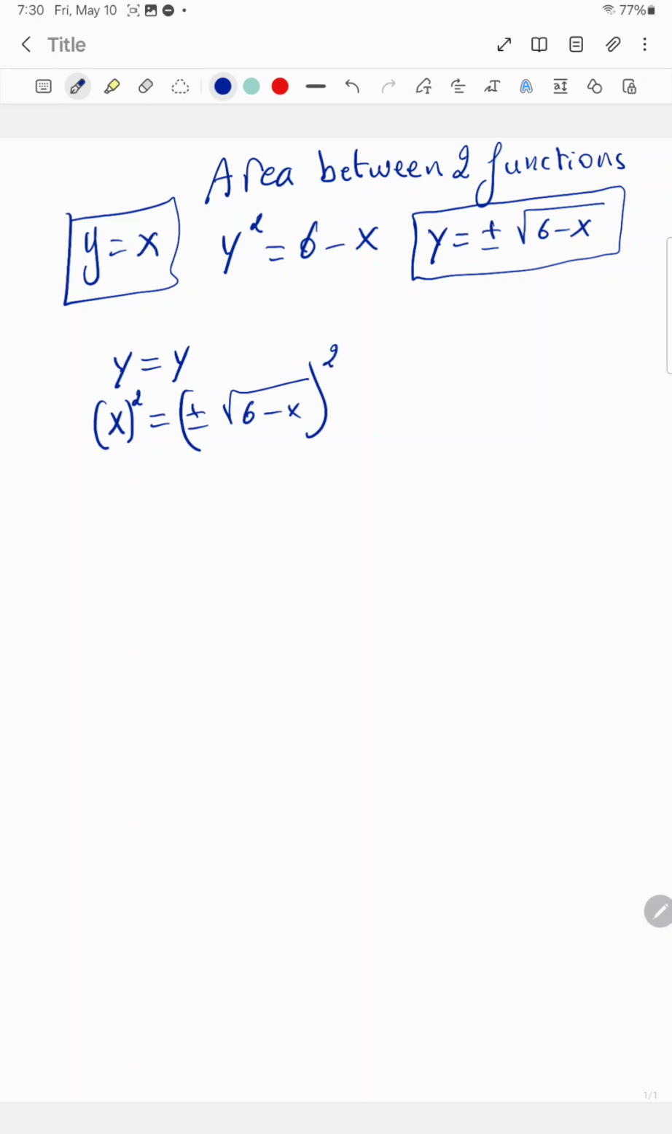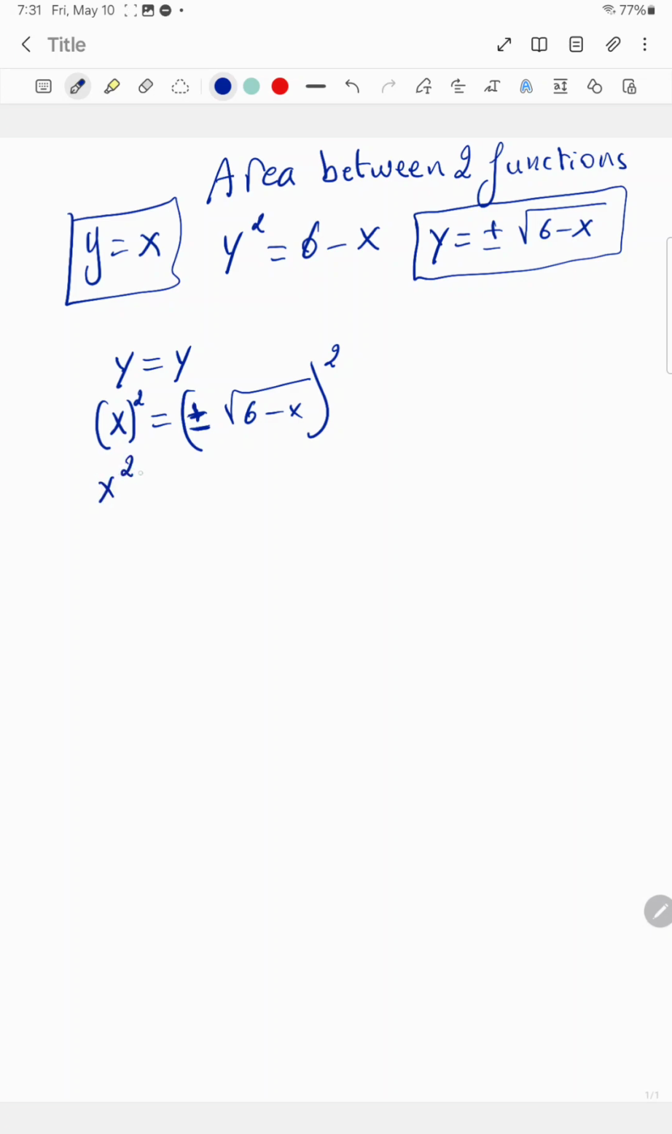And since it is to the power of 2, it does not matter if it is plus or minus, it's always gonna be plus because to the power of 2 will render it to plus. So this is equal to x squared equal to 6 minus x. And now x squared plus x minus 6 is equal to 0.